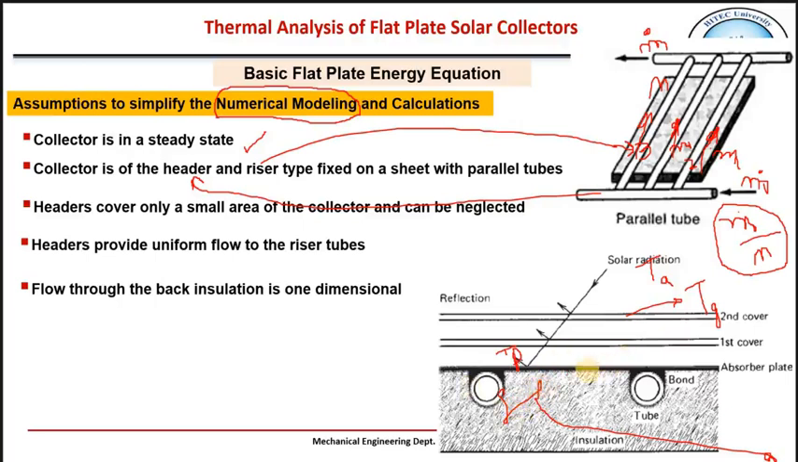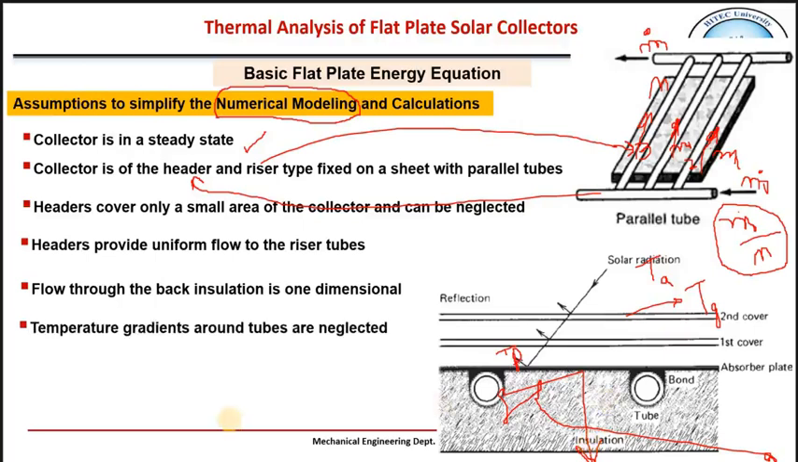Okay, so this next assumption is that flow through the back insulation is one dimensional. So the heat transfer is in one particular direction. That is the major meaning of this sentence. Because there will be some heat transfer in this direction also, but the major heat transfer will be in one particular direction, perpendicular to the plate, right.